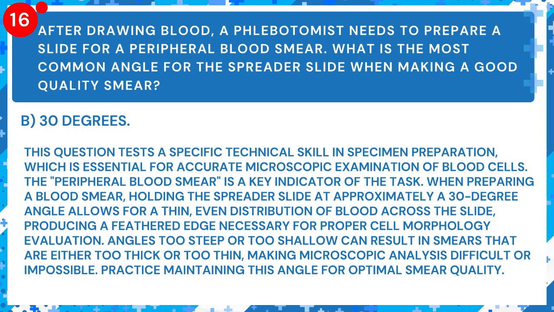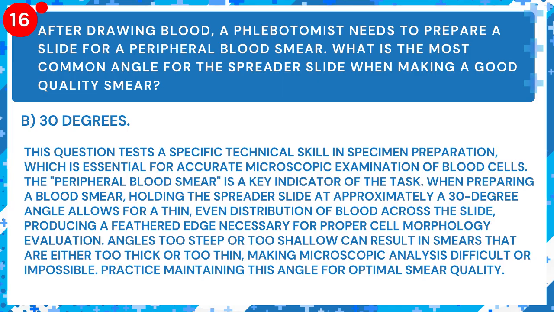Answer: B. 30 degrees. Explanation: this question tests a specific technical skill in specimen preparation, which is essential for accurate microscopic examination of blood cells. The peripheral blood smear is a key indicator of the task.